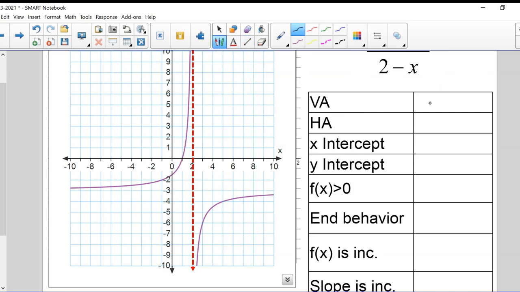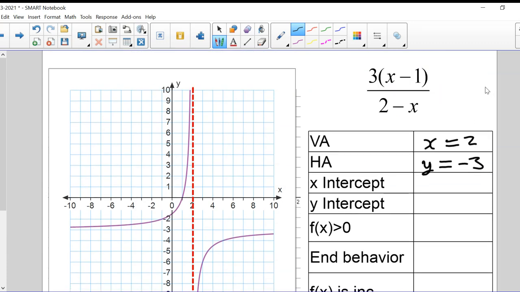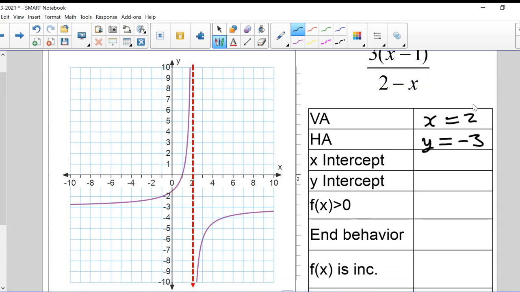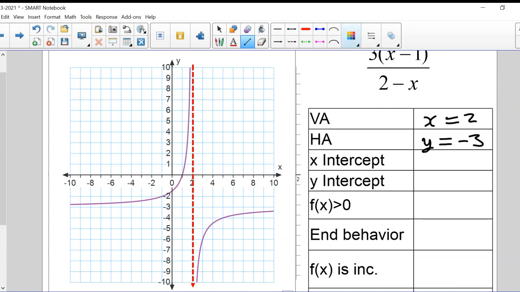So we knew the VA was at x equals 2, but now we find out that the HA is at y equals minus 3. Is there something about this equation that is giving us that HA? Is there a way that we could have figured this out? Let me put that HA in first. Let's agree with all of you who said it was at the y equals minus 3 line. Let's put that in and show that it does fit nicely. Yeah, seems like it does fit very nicely.